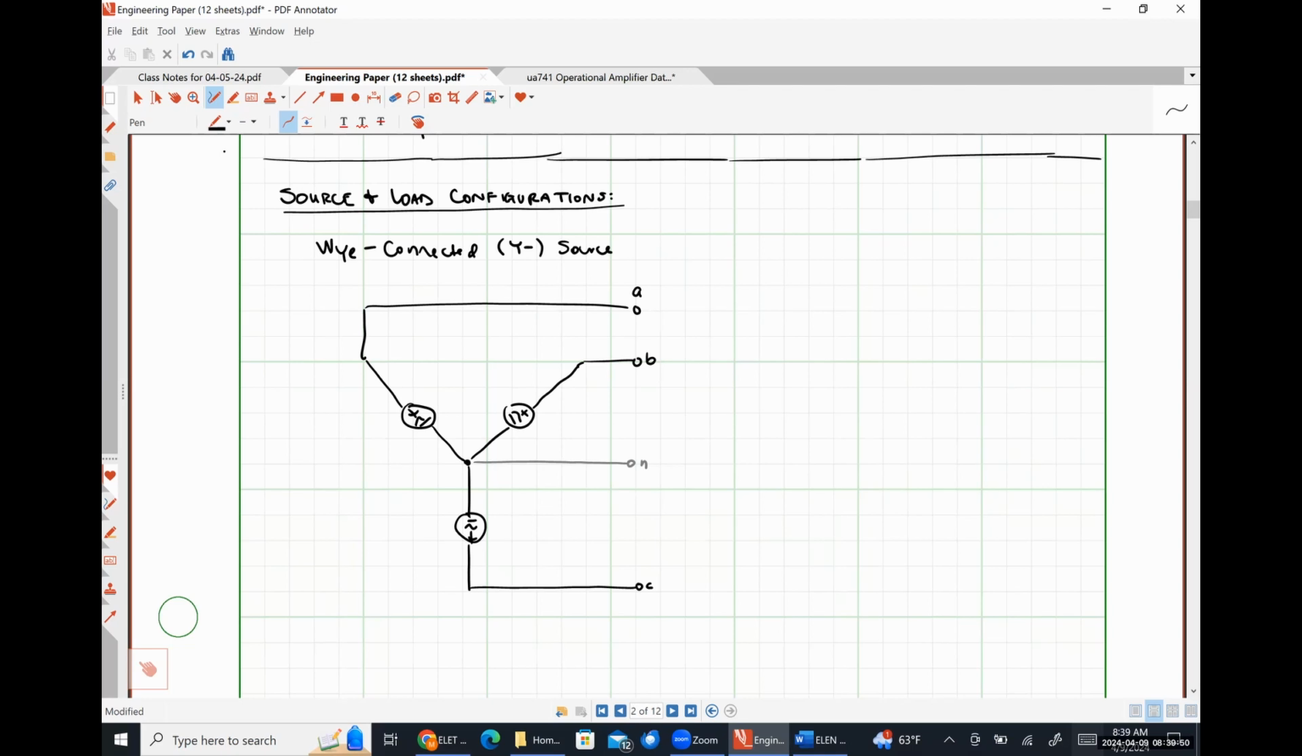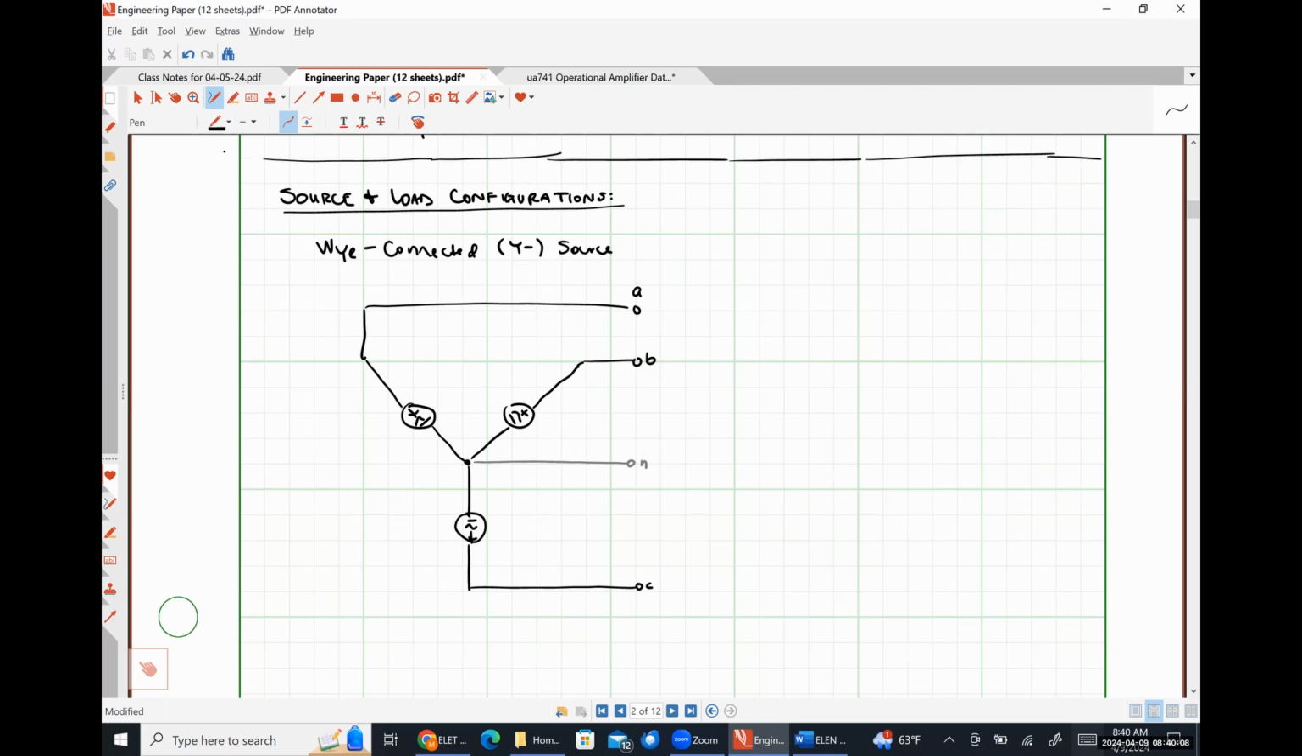So if it's there, sure. But if it isn't there, the imbalance will just flow through the conductors. And when I draw out a full system, it'll be a little bit more obvious as to why that is. Okay.